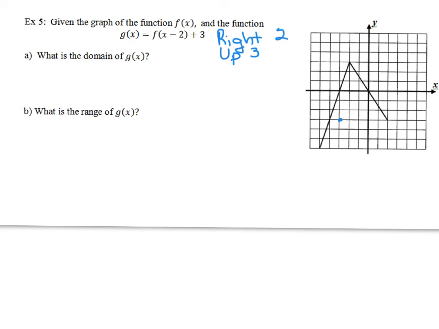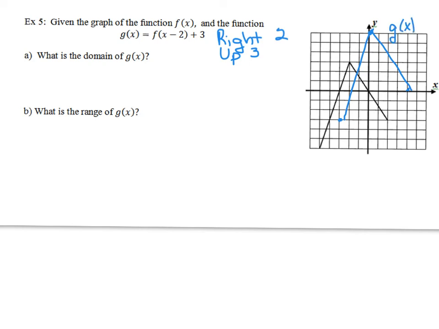Let's take the point that's located at the tip of the graph right here. Let's go over 2 to the right and up 3, and that's going to bring me to that point right there. Let's take the last point on the graph right here. Let's go to the right 2 and up 3, and that's going to bring me to that point right there. So connect all of these points on your graph. Ooh, that was kind of messy. Let me try that one again. So this new blue graph is now going to be the graph of g of x.